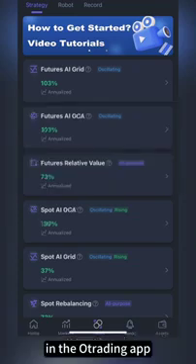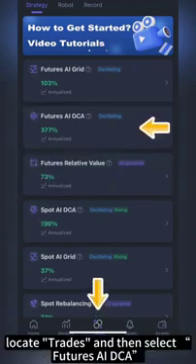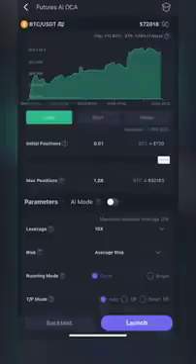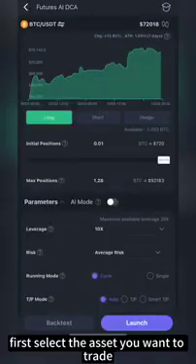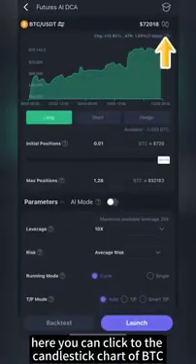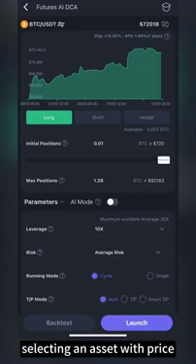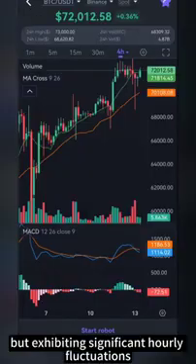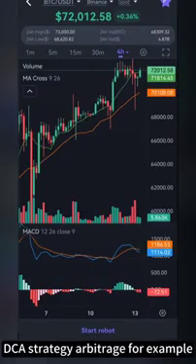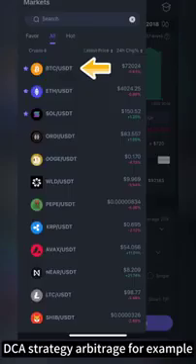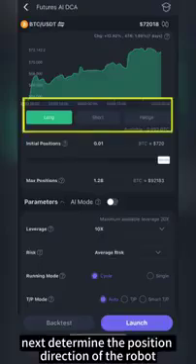In the Otrading app, locate Trades and then select Futures AI DCA. First, select the asset you want to trade. Here you can click to the candlestick chart of BTC for a more detailed analysis using various indicator tools. Selecting an asset with price oscillating within a range but exhibiting significant hourly fluctuations is more favorable for DCA strategy arbitrage. For example, BTC.